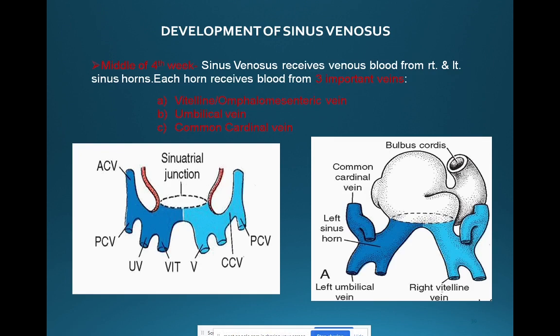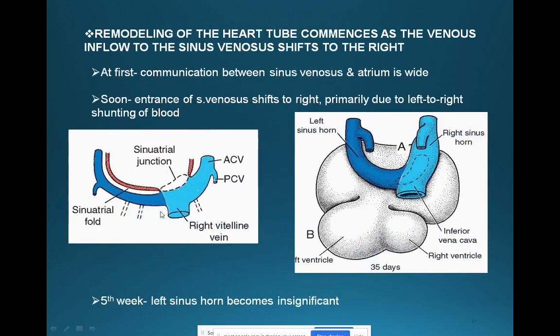There is a phenomenon which develops, and that is left to right shunt. Due to this shunting, what happens? The left side of the sinus venosus almost disappears. What is remaining is only the right side, and thus the opening of the sinus venosus is shifted to the right. Only the right horn is opening, and this opening is directly into the posterior wall of the right atrium.